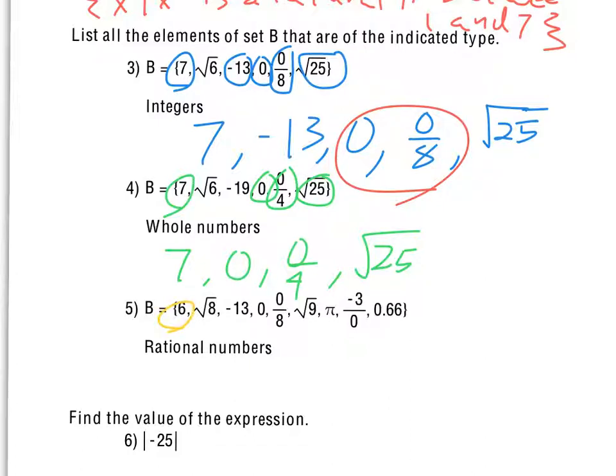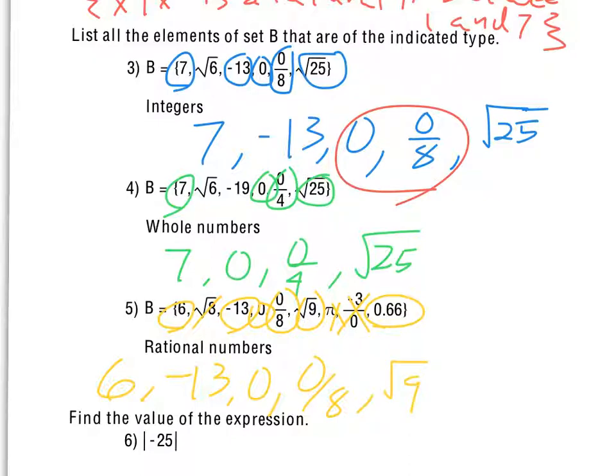And then rational numbers. So 6 is rational, square root of 8 is not, -13 is. 0, 0 over 8. Square root of 9 is, pi is not, -3 over 0 is not, that's undefined, and 0.66 is rational. So again, if I write those out, we got 6, -13, 0, 0 over 8, the square root of 9, and 0.66. And so that's the way that we would do those.